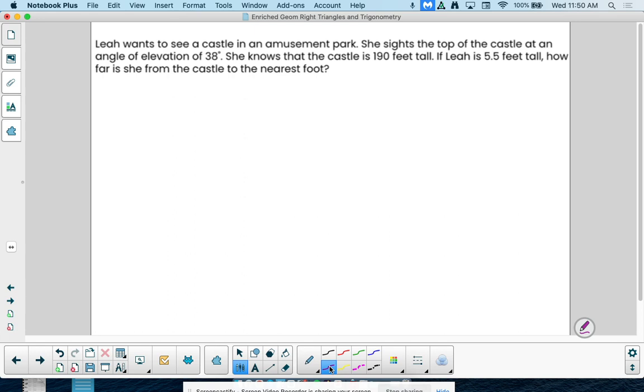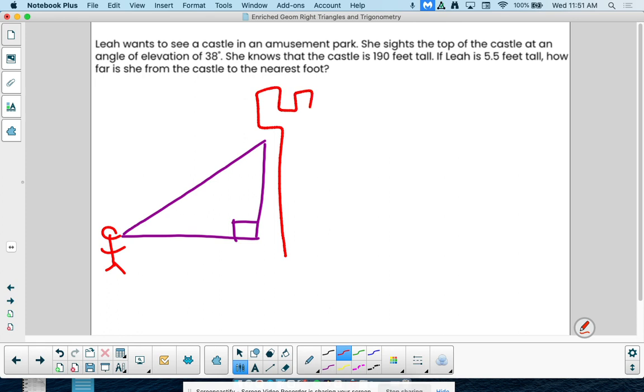Where do you start? What's nice for us is, what kind of triangle do we always have in trig? Always a right triangle. So I'm always going to start with a generic right triangle. For whatever reason, I always draw mine like this. Always. I know this is what it's going to look like. Once we establish this, we can go back through and label what makes sense. So here's our Leah, staring at a castle. You can add as much detail to your picture as you want. You will find out I'm not an artist, but here's my castle.